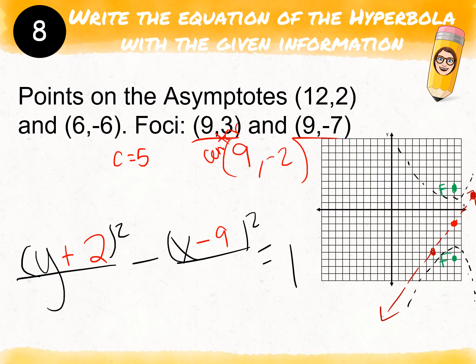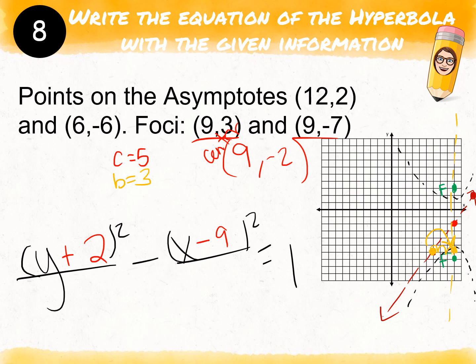We know our C value, but that's not helpful. I still need an A value and a B value. Let's see what else we can find out. Now, the points on our asymptote, let's talk about that. The points on our asymptote are going to be horizontally, if I count horizontally from this 6, -6 to this line of symmetry, where my center is, that'd be 1, 2, 3, a distance of 3. Do you see how I got that? Distance of 3. So that means my B value is 3.